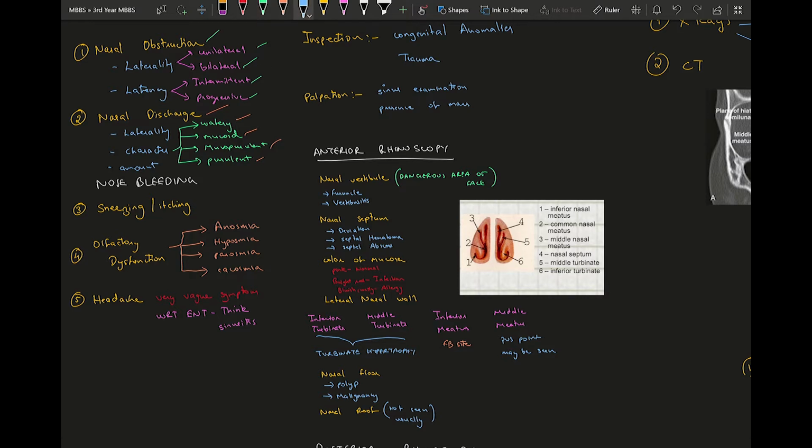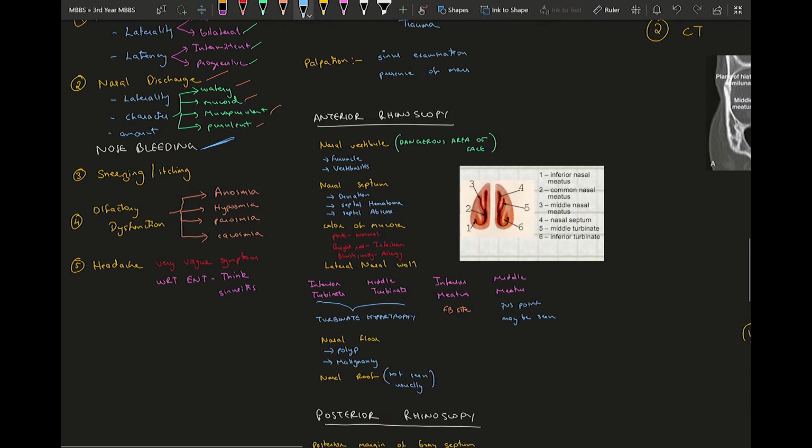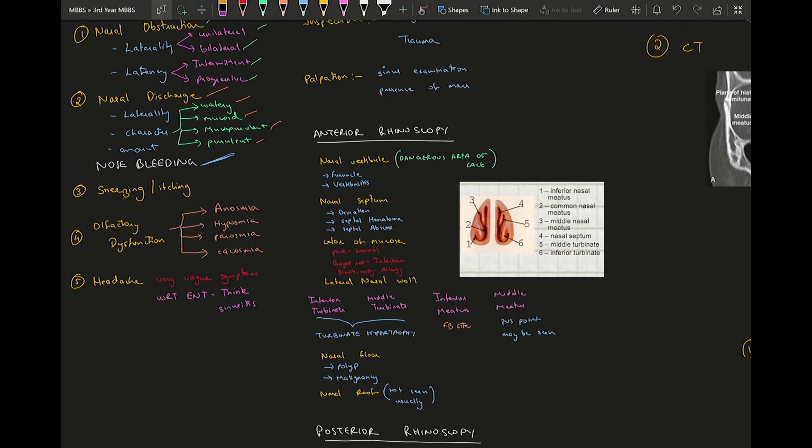Now, nose bleeding is a very, very important symptom which a patient may present with. According to the previous video which we saw, there are two sites of nose bleeding. One is anterior, which happens in Kiesselbach's plexus, or posterior, which is in Woodruff's plexus. Anterior is due to arterial and posterior is due to venous. Those are small hints which you can remember. And then sneezing and itching are symptoms of any allergic condition.